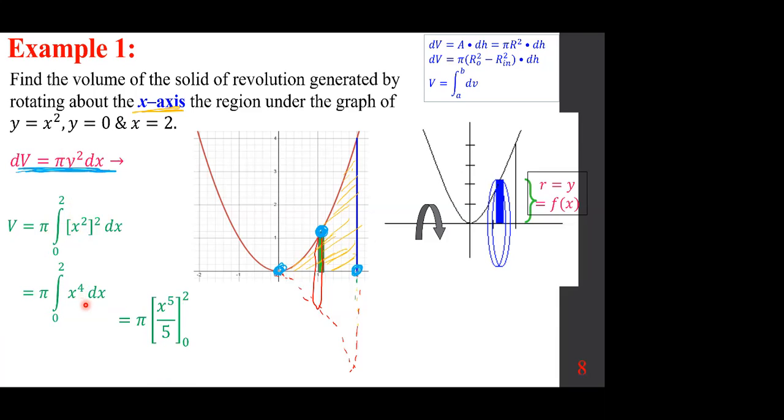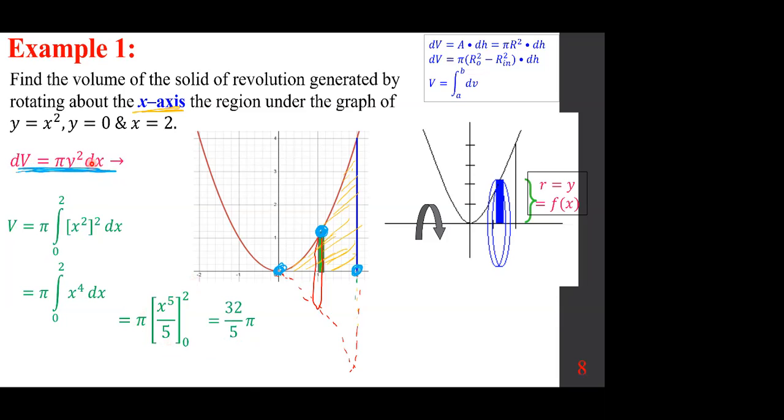Now, if you plug in 2, 2 to the power of 5 is 32. So 32 pi over 5. Plugging in 0 has no effect, it gives you 0. So this is a simple calculation as long as we can figure out this one. So all you have to do, figure this out, class.